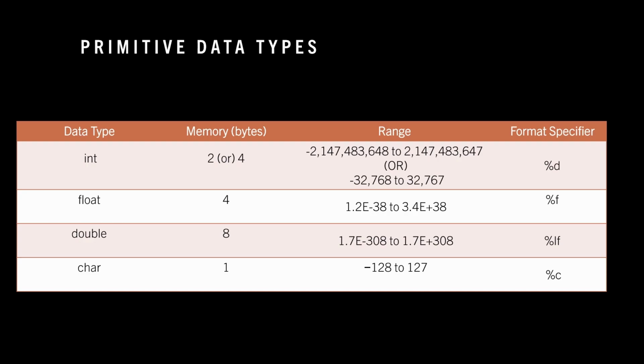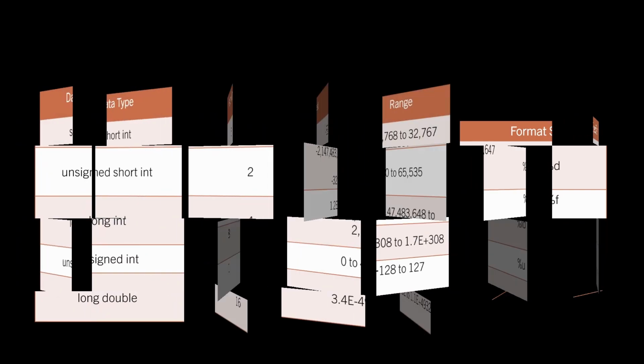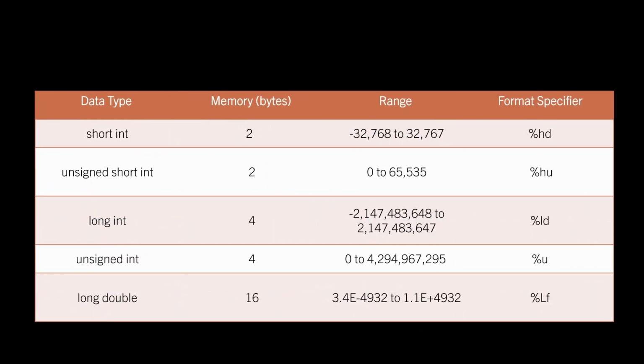Now, let's look at some more primitive data types. Next, we have short int. You can think of it as a subset of int, so it can store the same kind of data as integer, but it can only store a limited amount of data when compared to int. Short int consumes 2 bytes of memory and its format specifier is %hd.